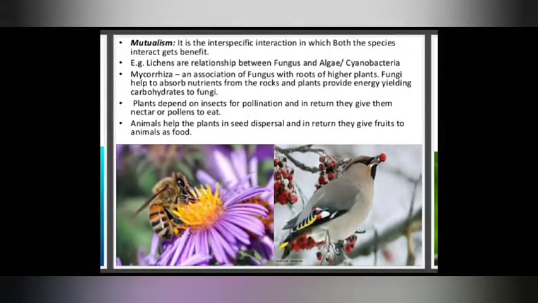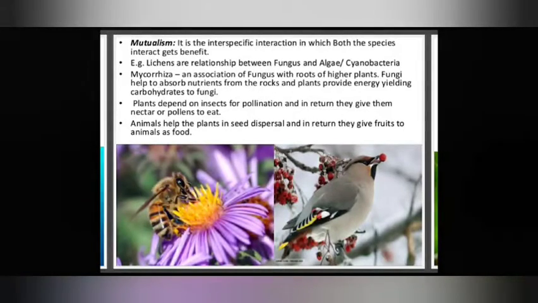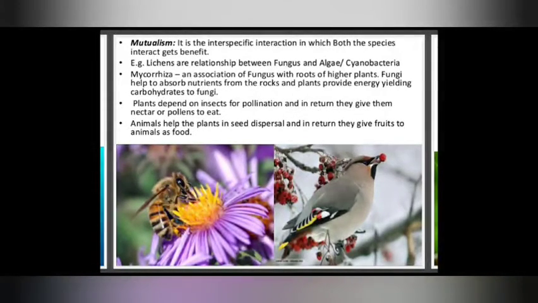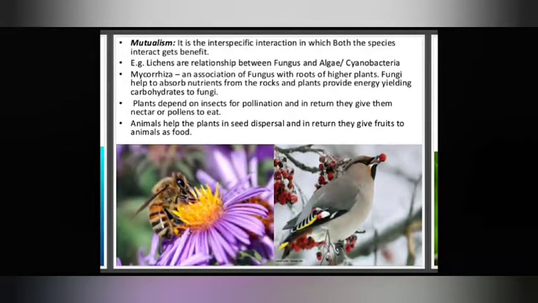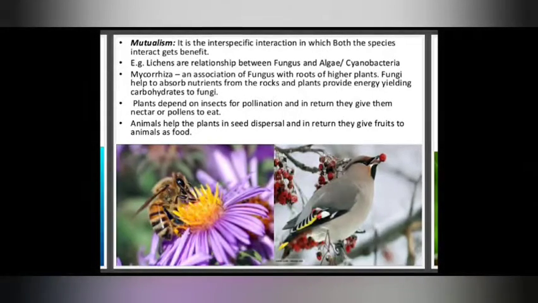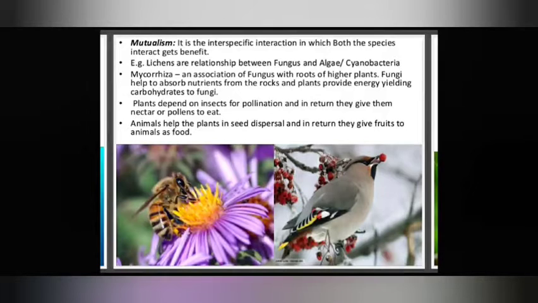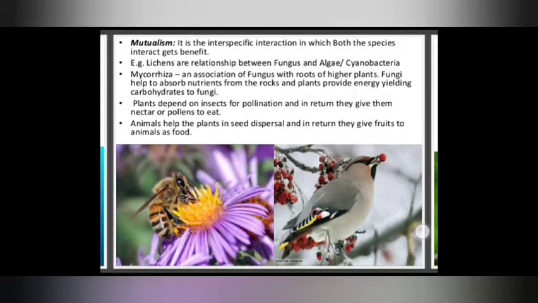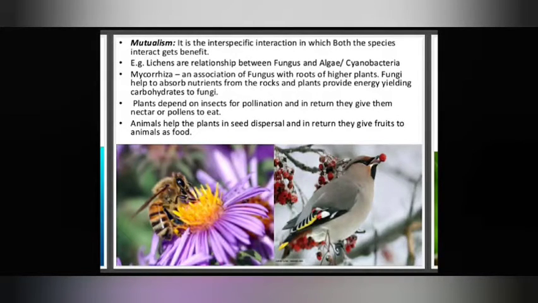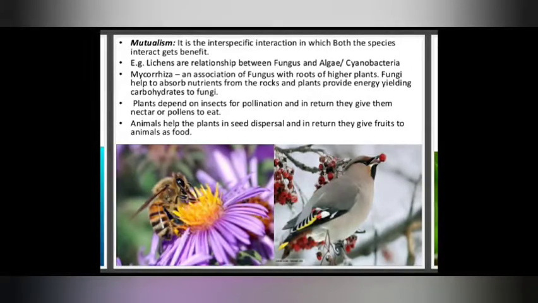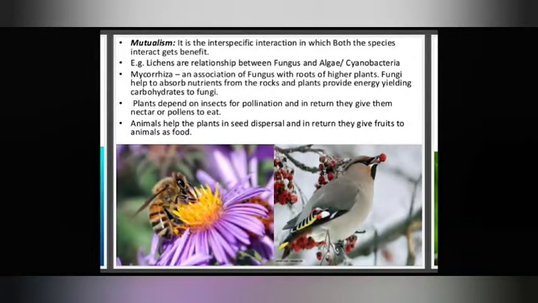Now let's come to the very interesting type of interaction, which is called mutualism. It is the interspecific interaction in which both the species interacting get benefits. For example, lichens are a relationship between fungus and algae. Another example is mycorrhiza, which is an association of fungus with roots of higher plants.